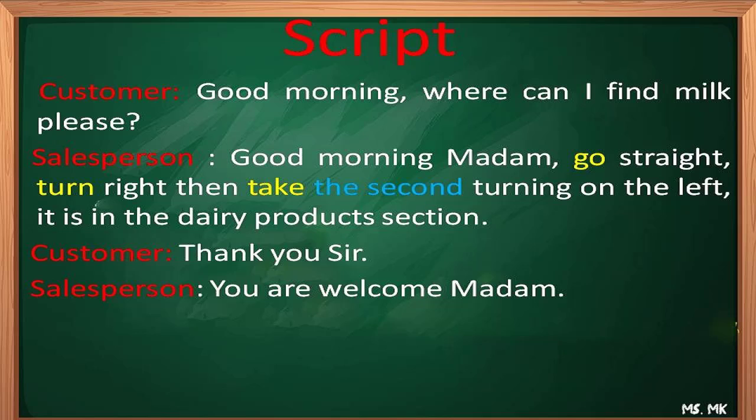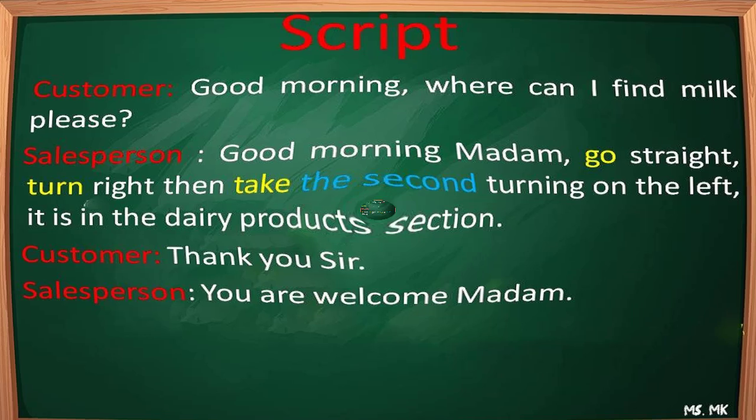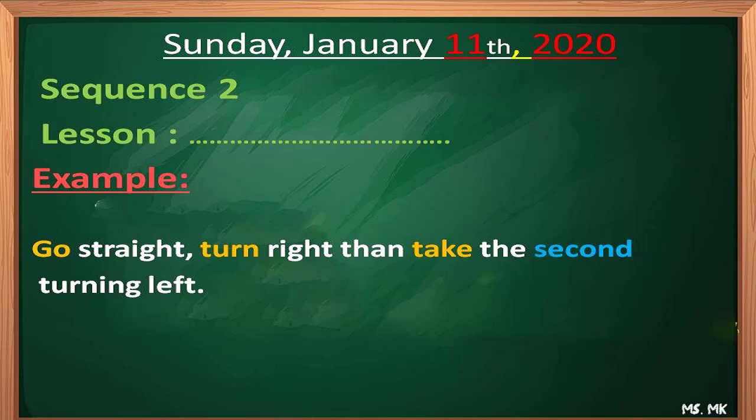And then I'm going to write on the board, after of course writing the date, the sequence, the number of the sequence, the lesson, and I'm going to leave the title of the lesson empty. Then I'm going to write what the pupils told me. Go straight, turn left, then take the second turning left. Or go straight, turn right, then take the second turning left.